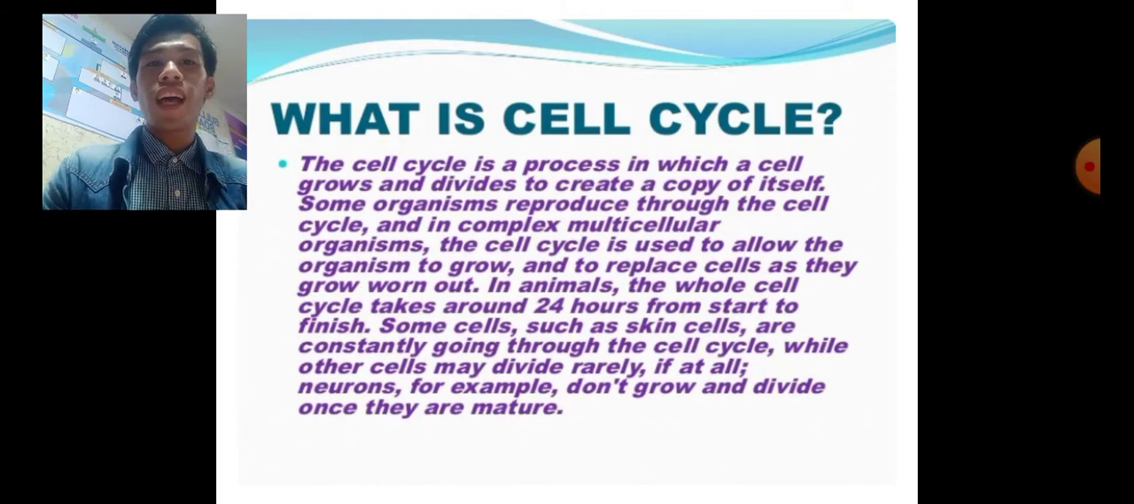Some organisms reproduce through the cell, and it is more complex in multicellular organisms. The cell cycle is used to allow organisms to grow and replace cells as they wear out.